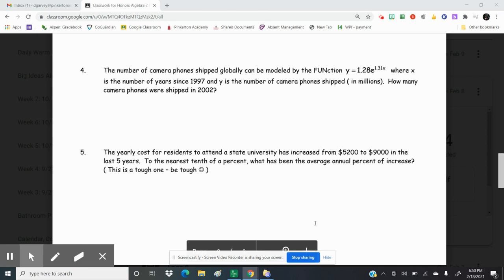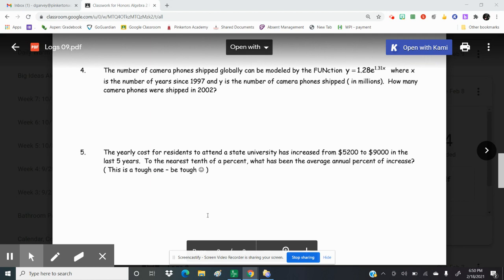All right, this is number 5 on log 9. The yearly cost for residents to attend a state university has been increased from 5,200 to 9,000 in the last 5 years. To the nearest tenth of a percent, what has the average annual percent of increase? It says this is a tough one, but I think that's a little misleading because I don't really think it's as difficult as that little saying might lead you to think. So they're talking about the yearly cost.